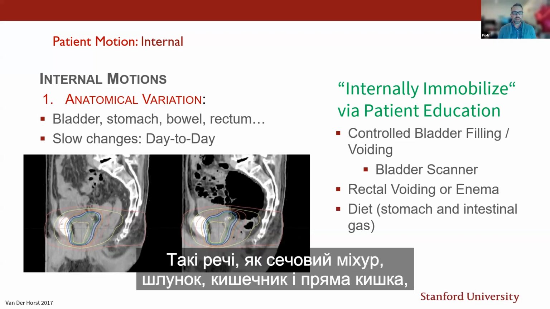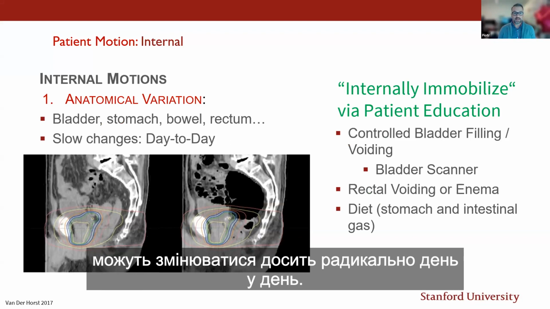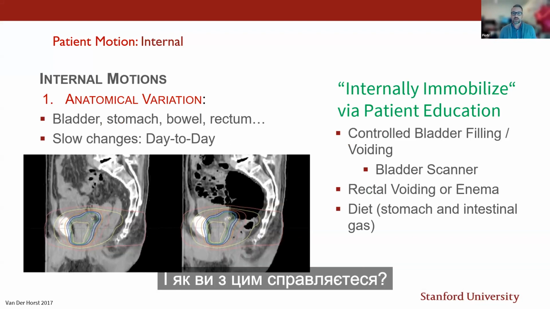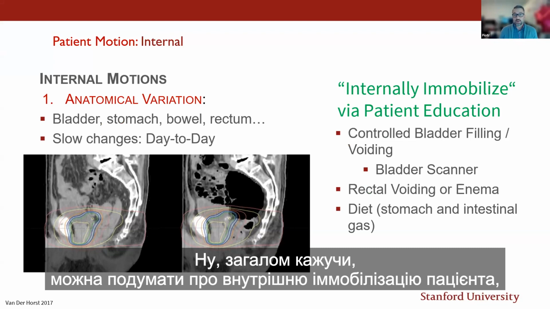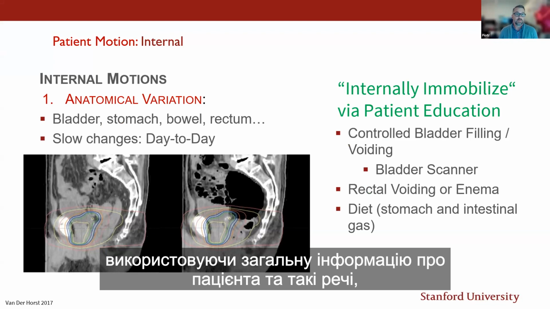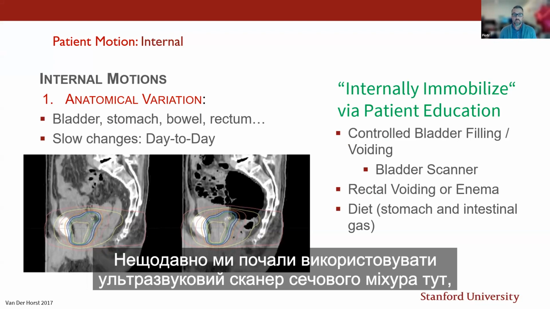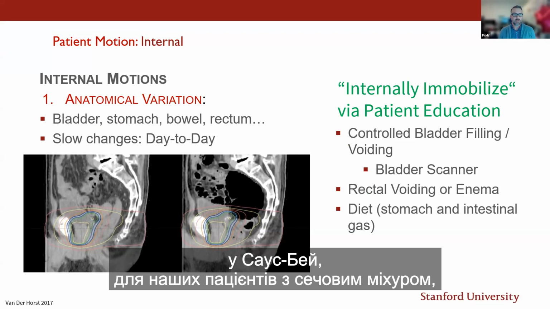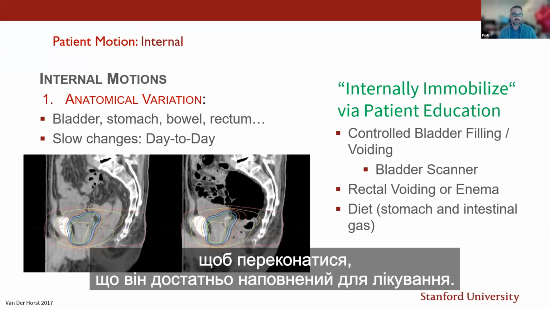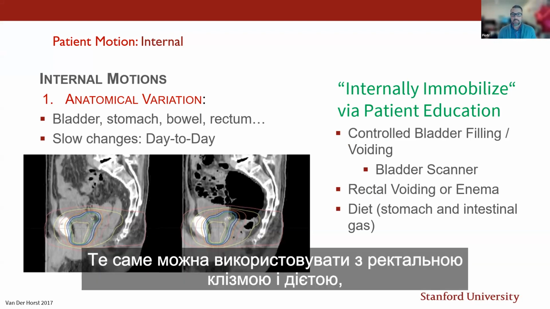So things like bladder, stomach, bowel, and the rectum all can change quite drastically day to day. And so how do you manage those? Well, generally speaking, you can think about internally immobilizing the patient through general patient information and things like controlled bladder filling, bladder voiding, scheduled voiding. We've recently started using an ultrasound bladder scanner here at South Bay for our bladder patients to make sure that they're filled enough for treatment. You can use the same thing with rectal voiding, enema and diet.